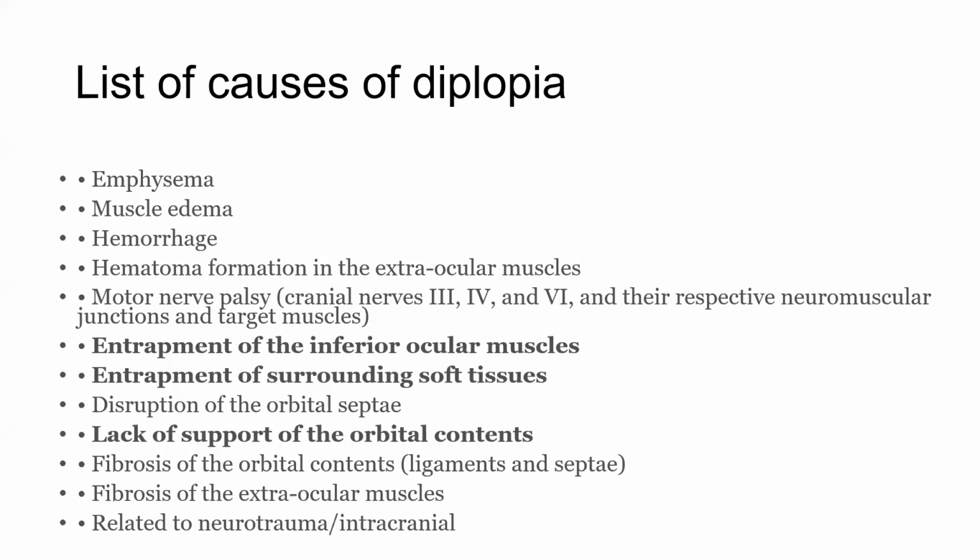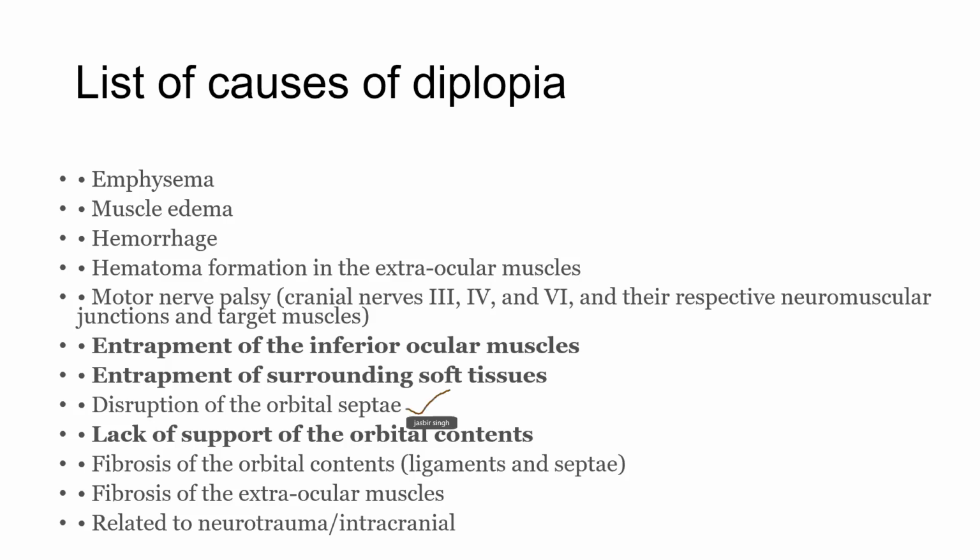So emphysema, muscle edema, hemorrhage, hematoma formation in the extraocular muscles, any palsy of the nerve supplying those muscles, entrapment of the inferior rectus muscle, entrapment of surrounding soft tissue, disruption of orbital septae, very important. Lack of support of the orbital contents, fibrosis of the orbital contents, fibrosis of the extraocular muscles. It can even be related to neurotrauma or an intracranial cause.